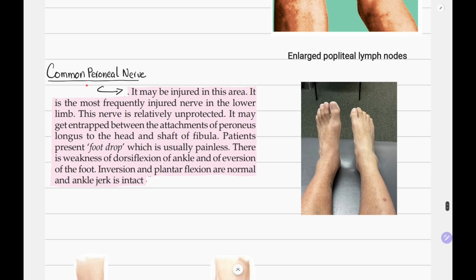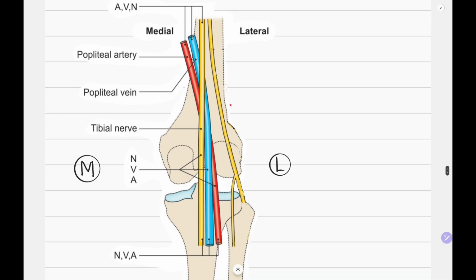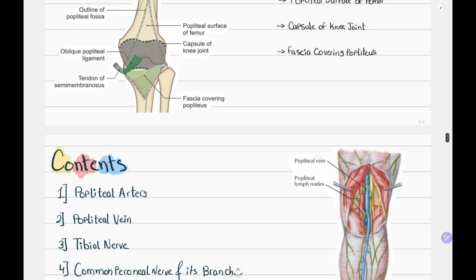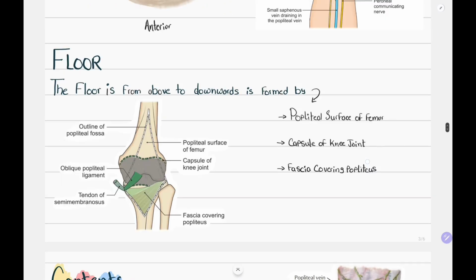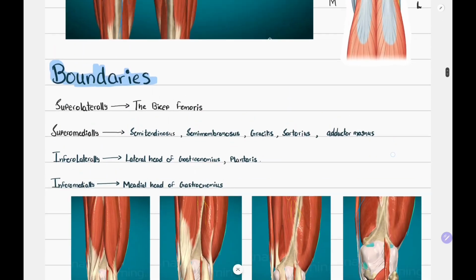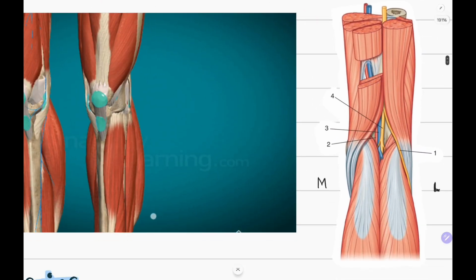Lastly, the common peroneal nerve may be injured in this area as it is the most frequently injured nerve in the lower limb. This nerve is relatively unprotected. So this is our common peroneal nerve. I have already shown you this. In this diagram, this is the common peroneal nerve. And he's saying that this nerve is relatively unprotected. I'll show you why this is relatively unprotected.